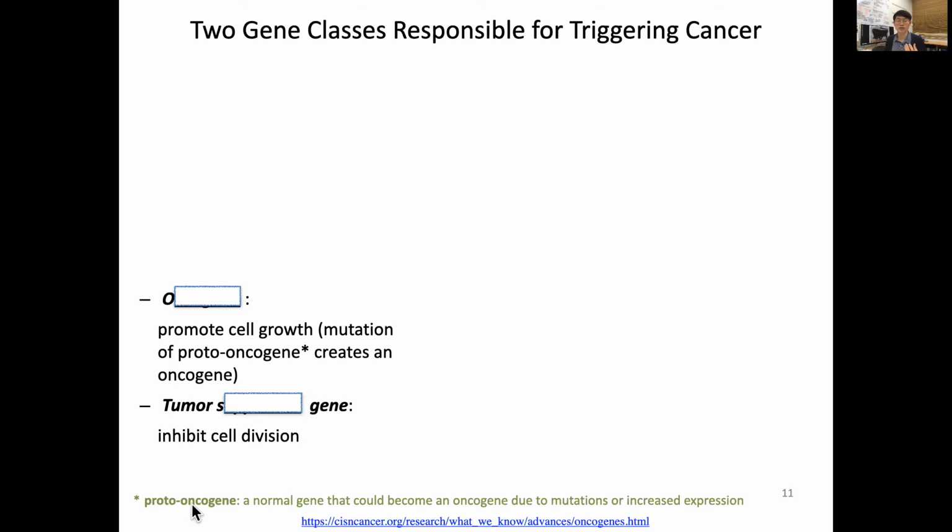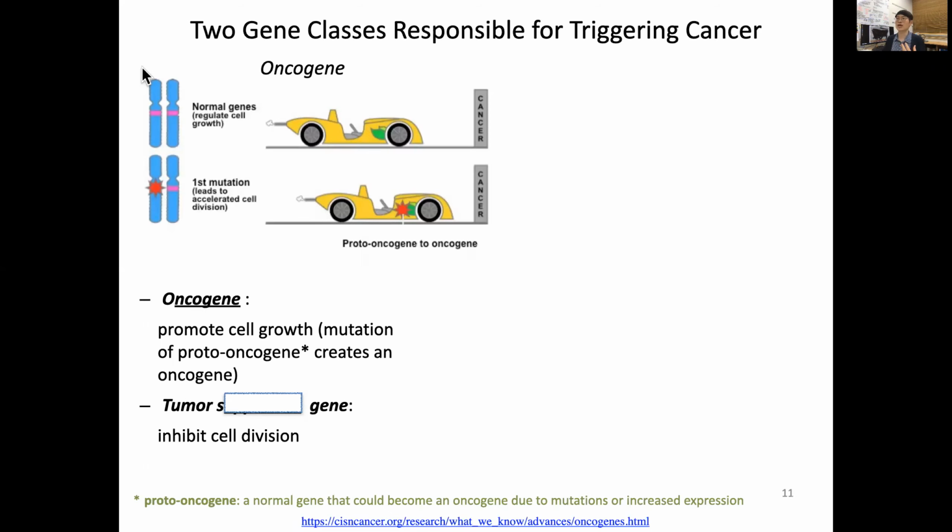So what is a proto-oncogene? That's a normal gene. In fact, it's normal, but it could become an oncogene due to mutations or increased expression level. So that we call an oncogene. And if I use an analogy, it's like an accelerator in a car. Let's say we have these two layers of the normal gene, then the car, let's say cell proliferation, goes normally.